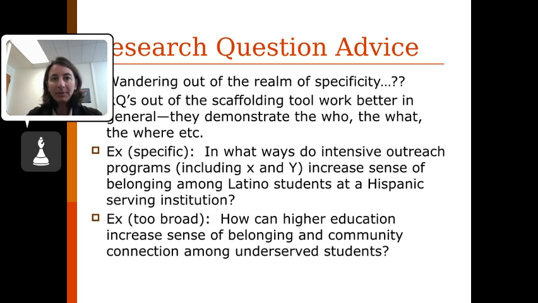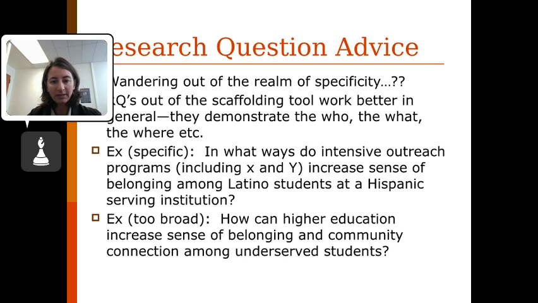So for a pilot study, keep in mind that you're not going to be solving all the problems of the world, although I know we all want to, and I know you are, in fact, doing that. We want to try to be very specific in our pilot study. So an example of the same question, but too broad, is how can higher education increase a sense of belonging and community connection among underserved students?